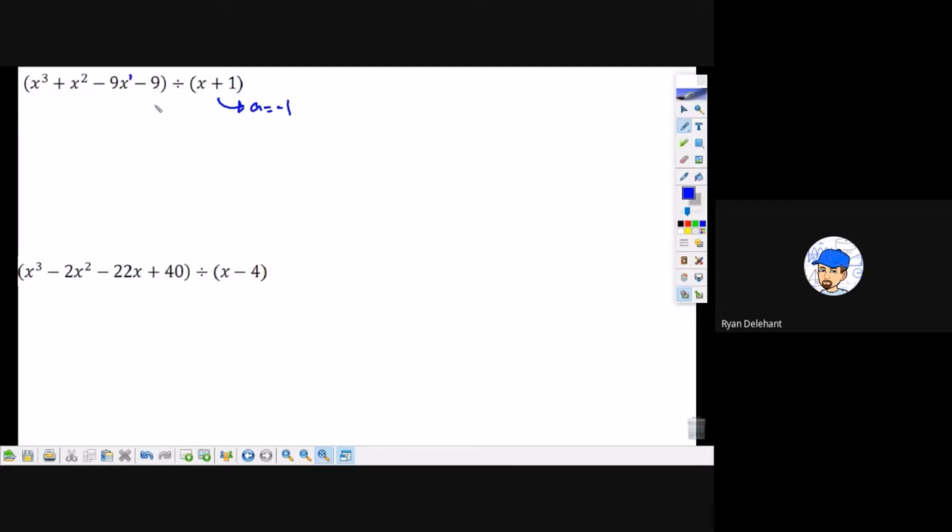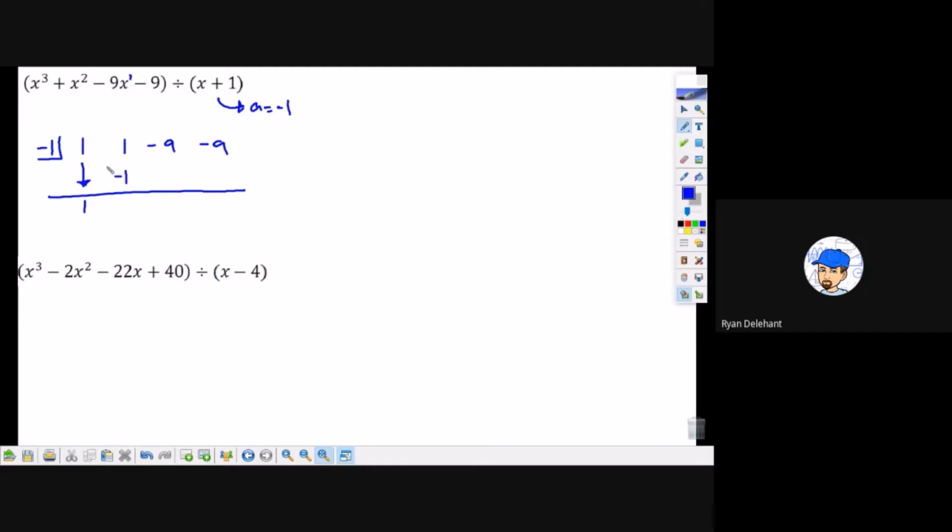Is everything represented? Meaning, is everything written in there? I have an x to the third, I have x squared, I have an x to the first, and I have just a number, so we're good. So that means I can just write this out with these coefficients. And then I can do this division. Pull the first number down, multiply, it's -1, add.